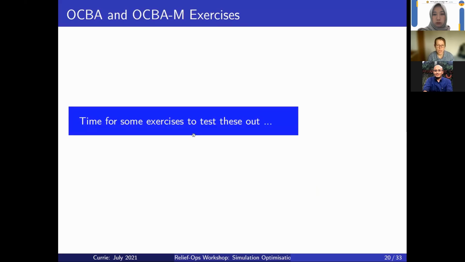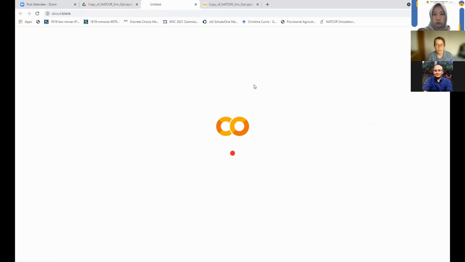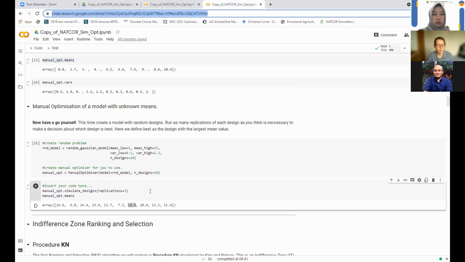Okay. So now it really is time for some exercises to test those out. So I will swap back over to my Google Colab. I will show you. This is what it looks like if you haven't opened it already. I'm just going to move the bar out of the way, go back to the one that I had previously.